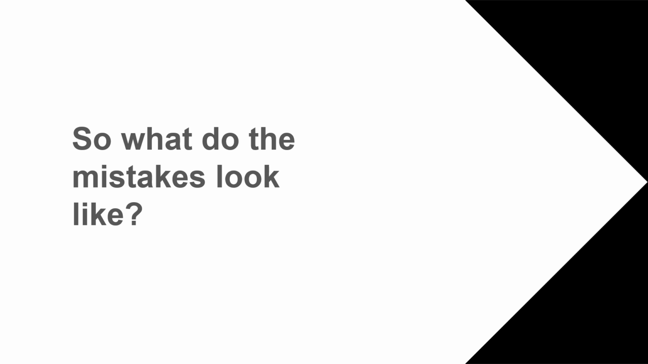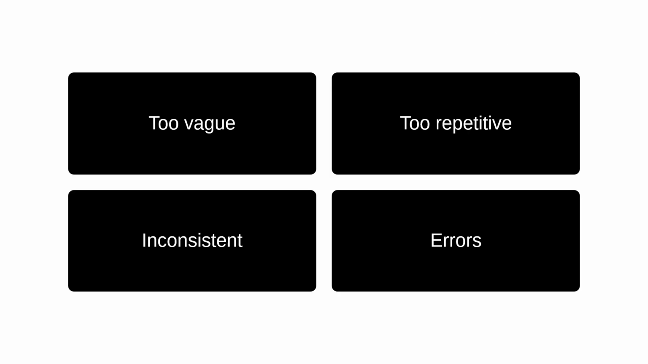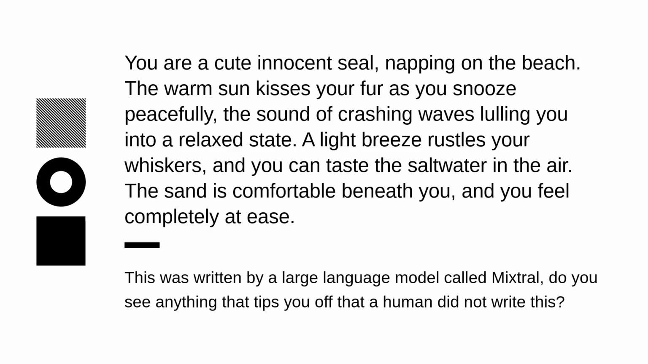So what do the mistakes look like? Four of them that I see a lot when I work with AI writing is the AI writes in ways that are too vague, too repetitive, inconsistent, and they make a lot of errors, both factual and contextual errors. So let's take a look at this writing sample from an AI called Mixtral, all right?